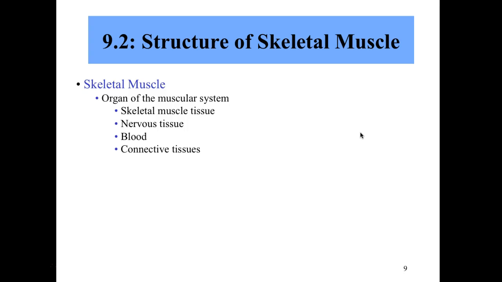All right, so let's take a look at the structure of skeletal muscle. Each skeletal muscle is an organ made up of skeletal fibers, connective tissue coverings, blood vessels, and nerve fibers. So the organ of the muscular system includes the skeletal muscle tissue, nervous tissue, blood and its vessels, and those connective tissue coverings.